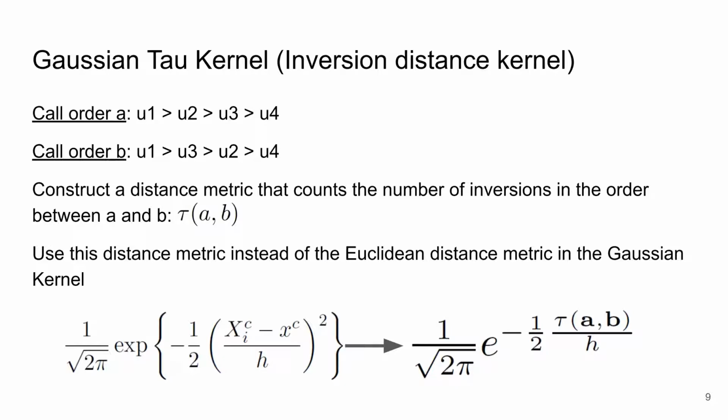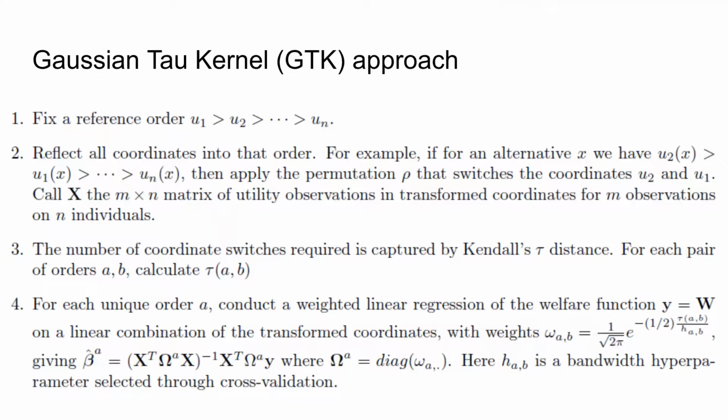So our weighting function is the Gaussian tau kernel. Call order A some order, call order B a different order. We construct a distance matrix that counts the number of inversions of the orders between A and B. We then apply that to the Gaussian function. So our approach is to fix a reference order and reflect all coordinates into that order. The number of coordinate switches is the Kendall's tau distance. For each unique order, we conduct a weighted linear regression where observations get more weight if they're closer in the Kendall's tau space.